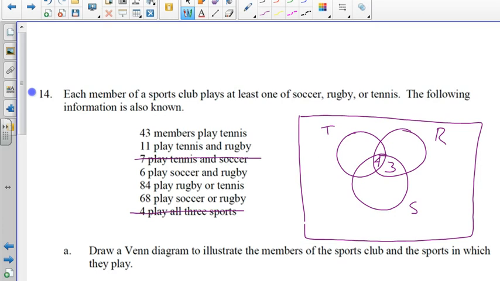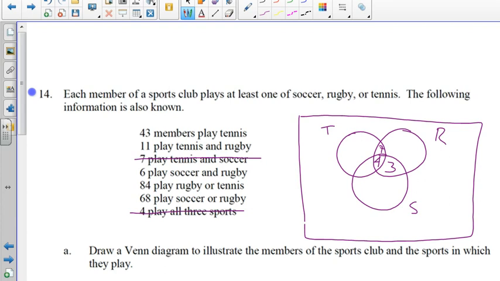So 11 play rugby and tennis, 4 of whom we've accounted for, right? Trick question. So rugby, and you got to do your ands first. You got to start with the and that's in the middle. You got to do the all 3. Where's tennis and soccer?